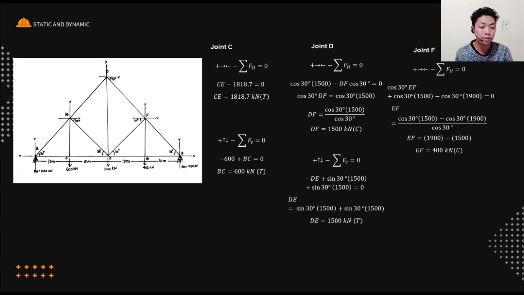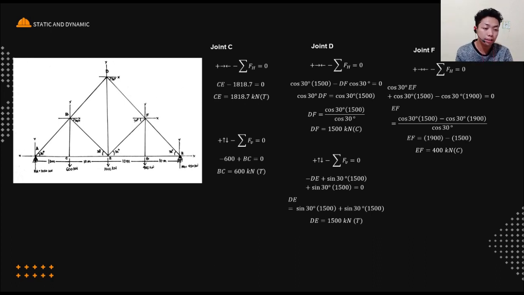Sa joint F, mag-summation forces horizontal tayo, kung saan kapag pakanan ay positive, at pag pakaliwa ay negative. So, yung cos 30 degrees EF natin ay positive kasi pakanan siya, tapos yung cos 30 degrees times 1,500 ay pakanan din, so positive, minus yung cos 30 degrees times 1,900 na naging negative since pakaliwa yung direction ng arrow.